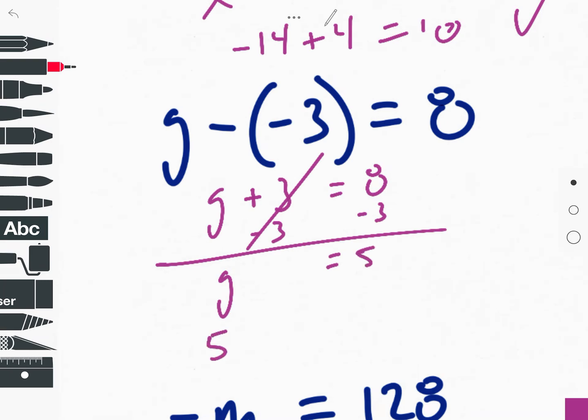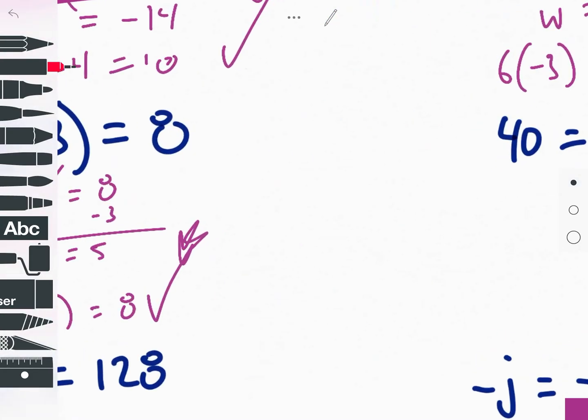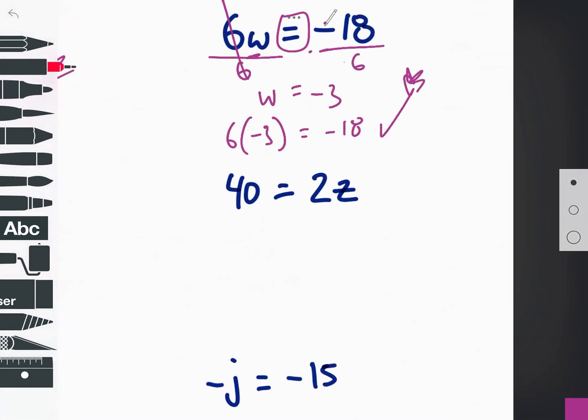Let's see if it's true. 5 minus negative 3 is 8. So it's 5 plus 3, 8. It totally is. Fiery check mark. All right, let's keep going.